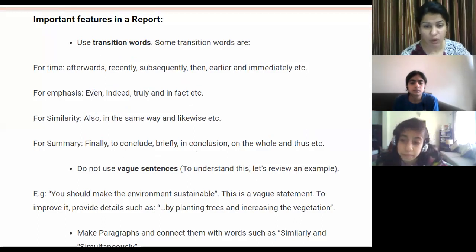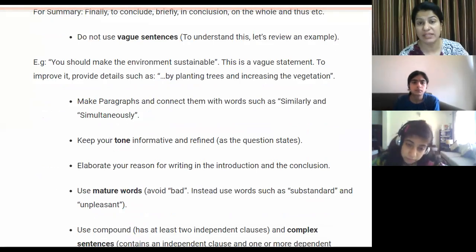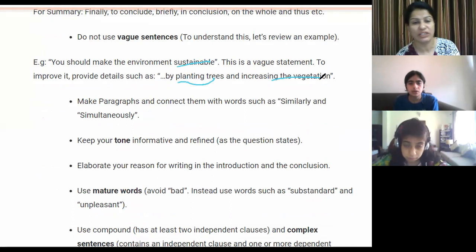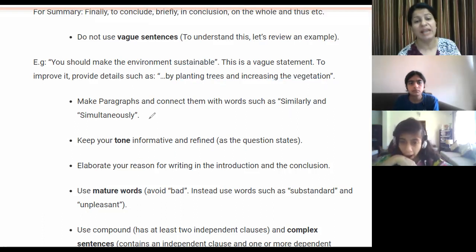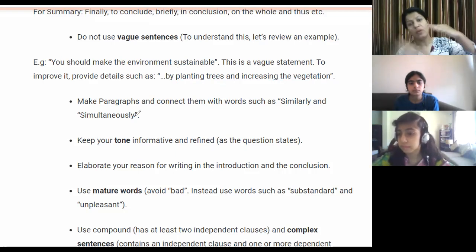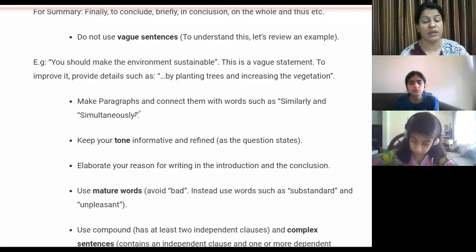Let's look at an example of ambiguity. You should make the environment sustainable. This is a vague statement. To improve it, provide details such as by planting trees and increasing the vegetation. How can you make the environment sustainable? By planting trees and increasing vegetation. Now, make paragraphs and connect them with words such as similarly and simultaneously. That is, connect the idea of one paragraph with the second paragraph by using connectors, linkers, transition words.